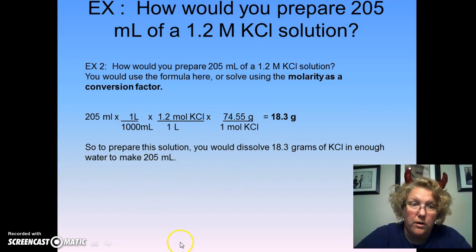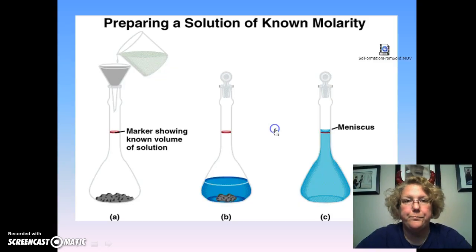Dissolve it in enough water to make 205. Not add 205 milliliters of water. No, we want the whole volume of both parts to be 205. So you need to make it clear that you know that.